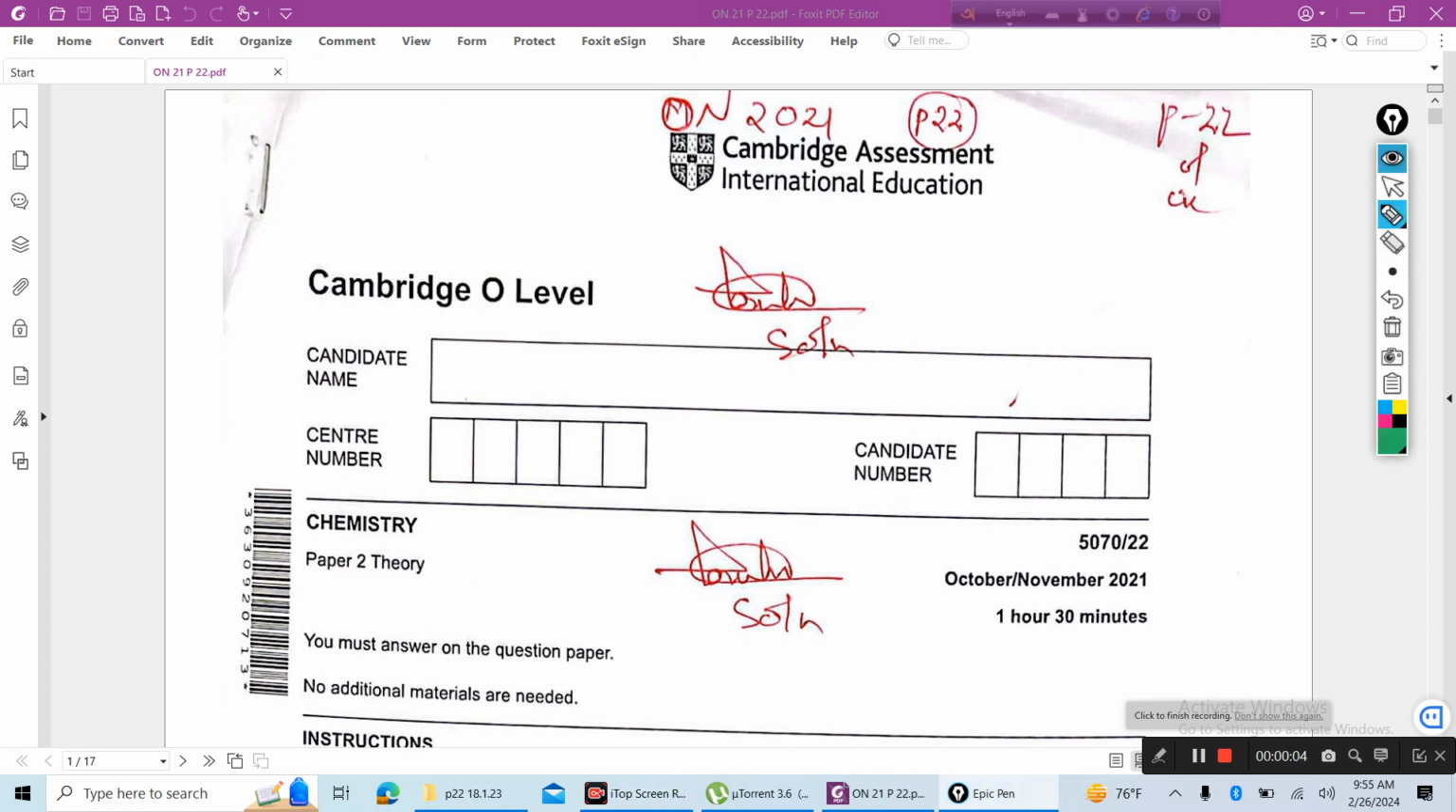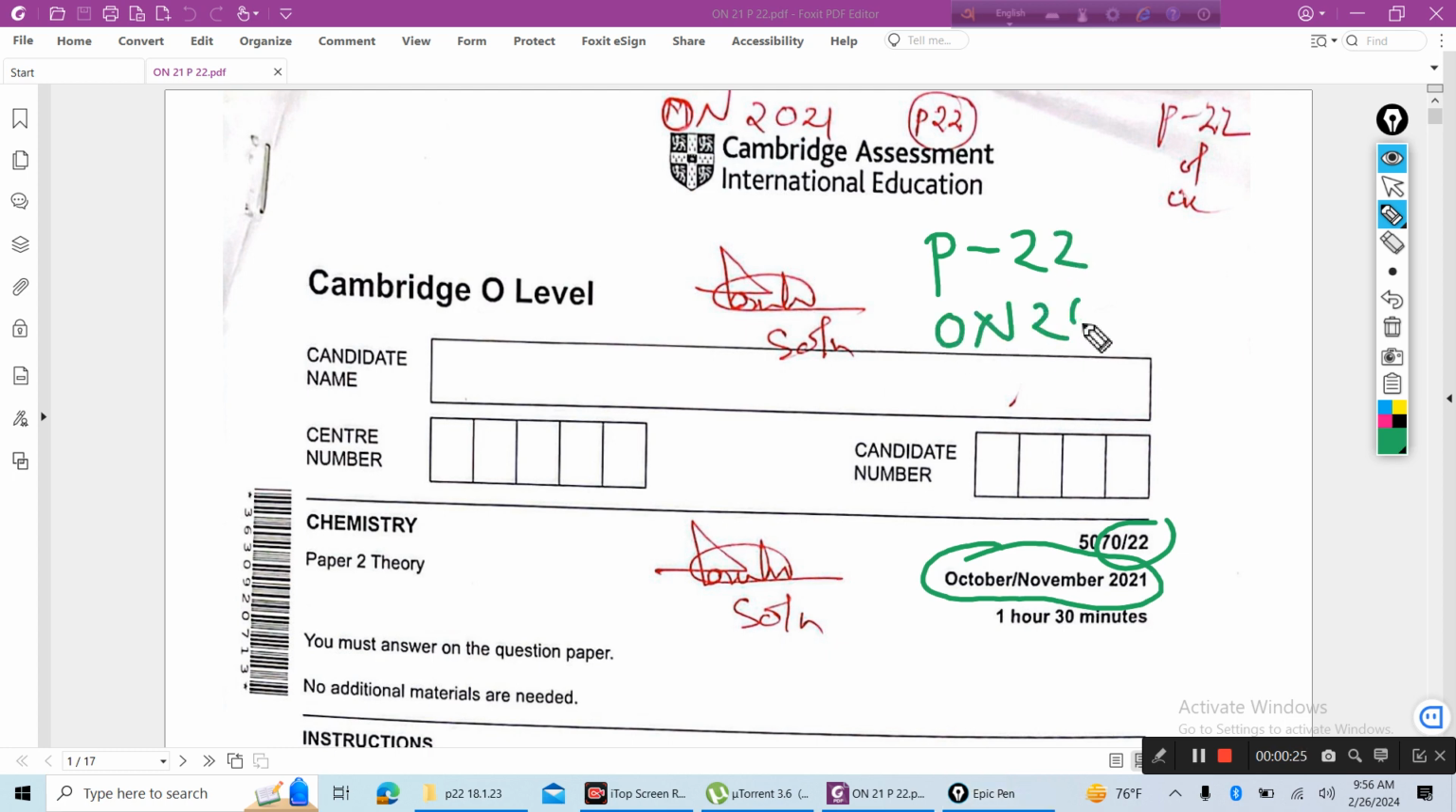Hello students, today I am going to discuss Cambridge O-level chemistry, year October-November 2021, paper 22.